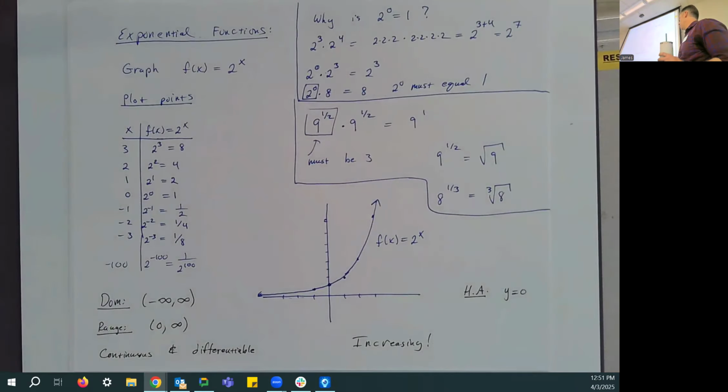That just means that as you go either all the way out to the right or all the way out to the left, the function gets closer and closer and closer to that particular y value. In this case, it's to the left. All right. The good news is pretty much all the exponential functions look like this.